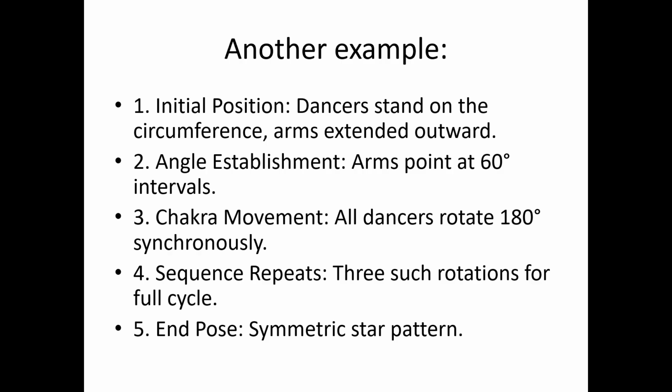Initial position: dancers stand on the circumference of a circle, arms extended outward, where an arm extended outward in a straight line represents a tangent to the circle. Angle establishment: if the arms point at 60-degree intervals, then it represents the angle imposed by an arc along the circle.